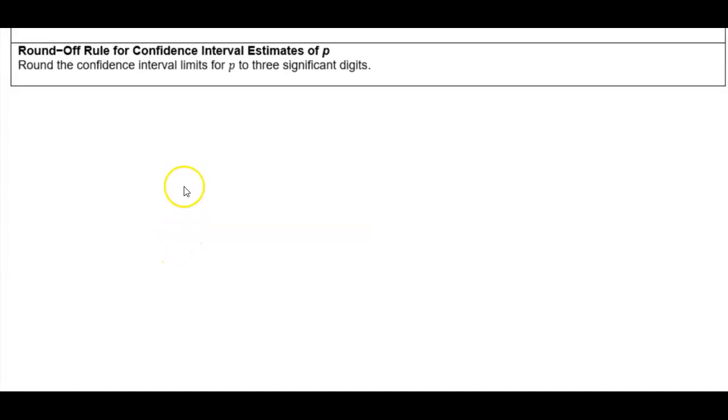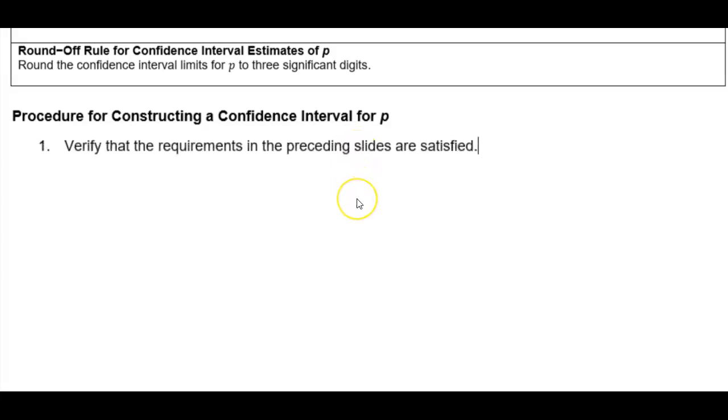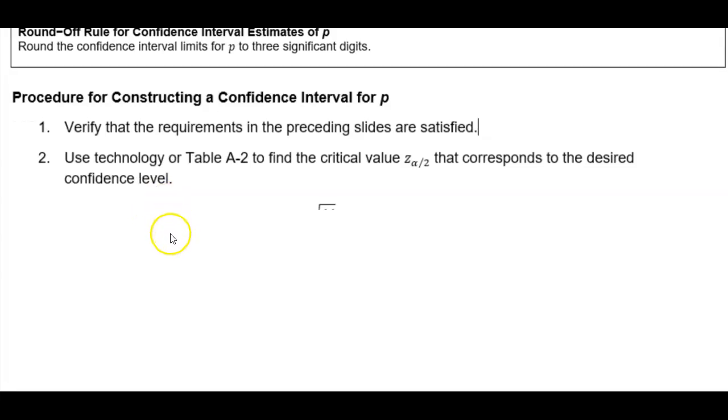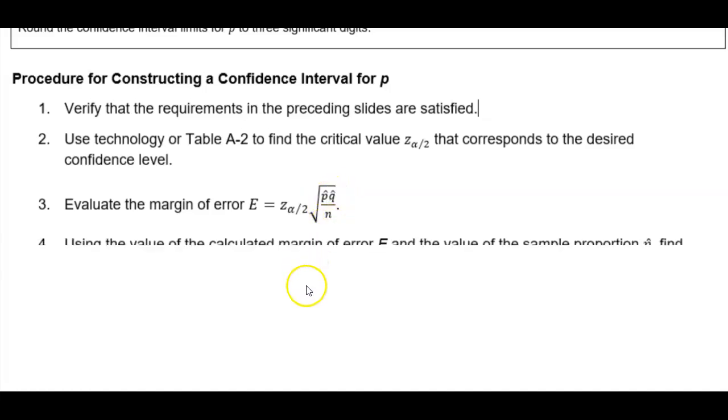So now we have the procedure for constructing a confidence interval for p. Number 1, you need to verify that the requirements in the preceding slides are satisfied. Number 2, use technology or Table A-2 to find the critical value that corresponds to the desired confidence level. Number 3, you want to evaluate the margin of error, which is equal to the critical value times the square root of the point estimate times the complement of the point estimate over n.